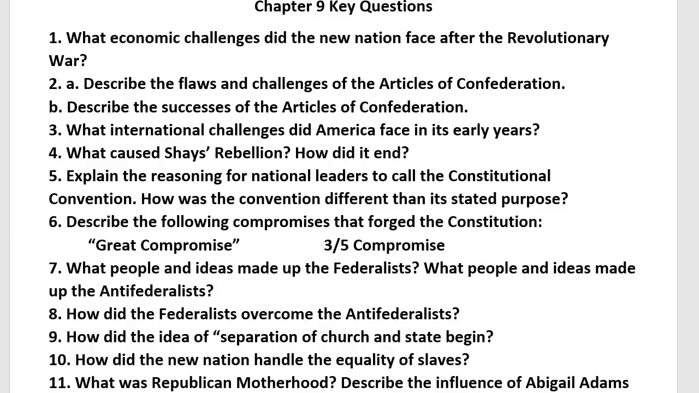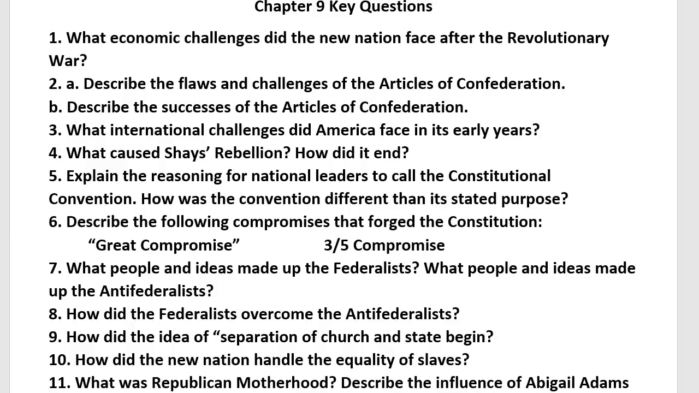How did it end? Well, the federal government could not handle it, and so state militia had to be called in, a state-funded militia. And that showed that our federal government was unable to handle even the small mob uprisings like that of Daniel Shays and his group of farmers.